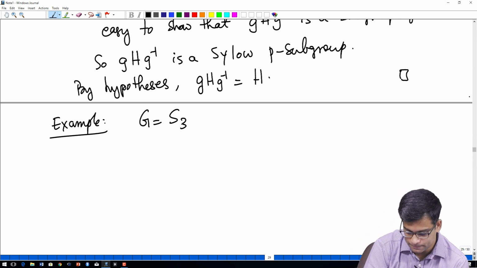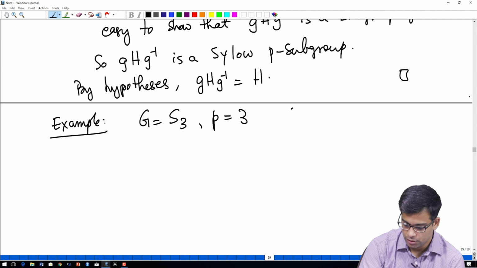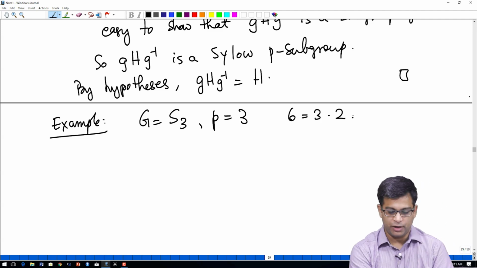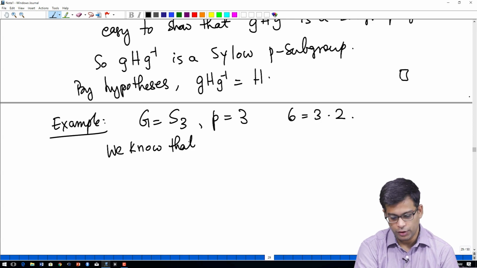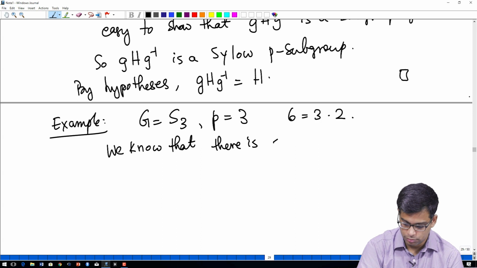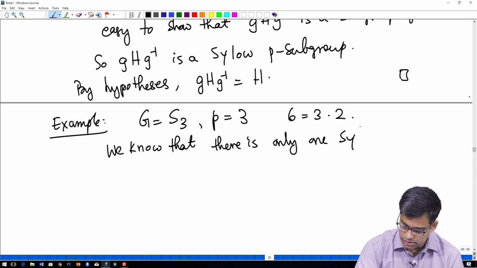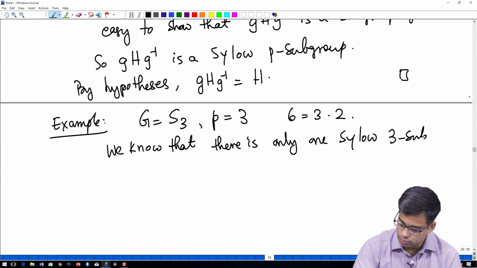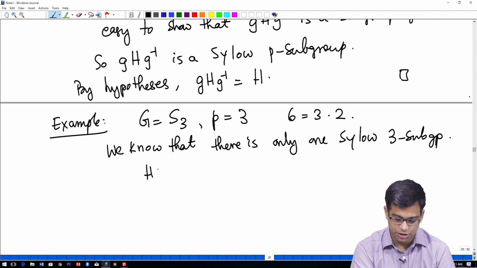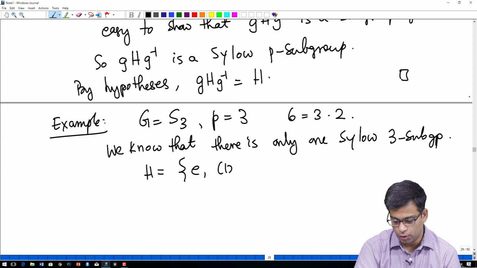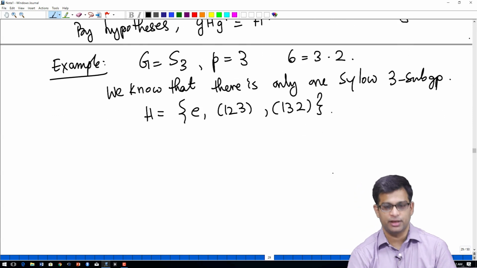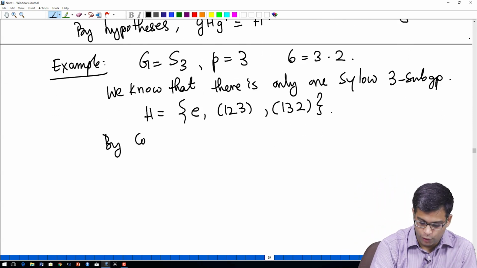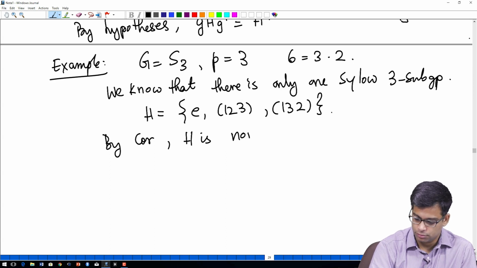If you take S3 and p to be 3, so 6 is 3 times 2, and I mentioned this earlier, we know that there is only one Sylow 3-subgroup, namely H = {e, (123), (132)}. Of course, in this case we can directly check that H is normal, but it follows by the corollary that H is normal.